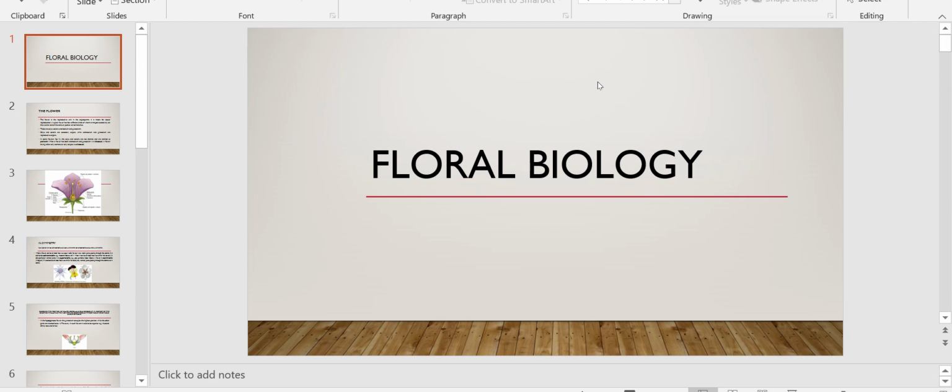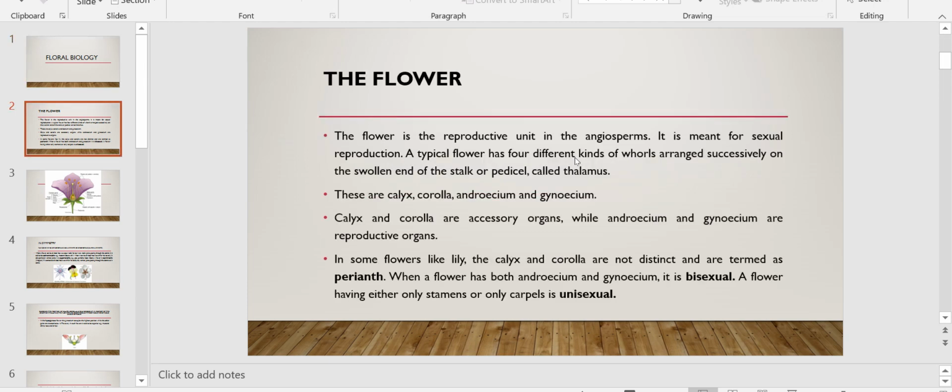In this lecture, we are going to discuss floral biology. The flower is the reproductive unit in the angiosperms. It is meant for sexual reproduction. A typical flower has 4 different kinds of whorls arranged successively on the swollen end of the stalk, the pedicle, called thalamus. These are calyx, corolla, androecium and gynoecium. Calyx and corolla are accessory organs while androecium and gynoecium are reproductive organs.